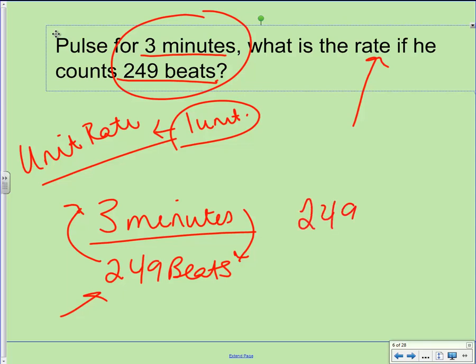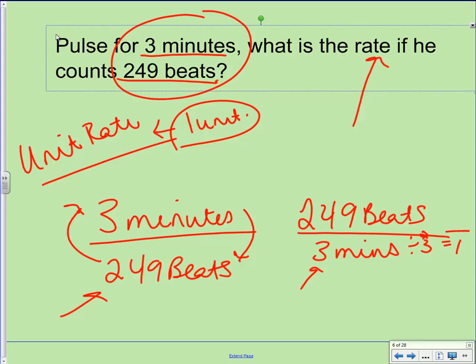So 249 beats in 3 minutes. But I want my per minute, 1 minute, to be on the bottom. So if I take 3, how do I get 3 to become a 1? I have to divide it by 3. I divide by whatever I see that I want to go away, right? So then this becomes 1 minute, and 249 divided by 3 is going to give me 83 beats. So I have 83 beats per minute. Final answer.